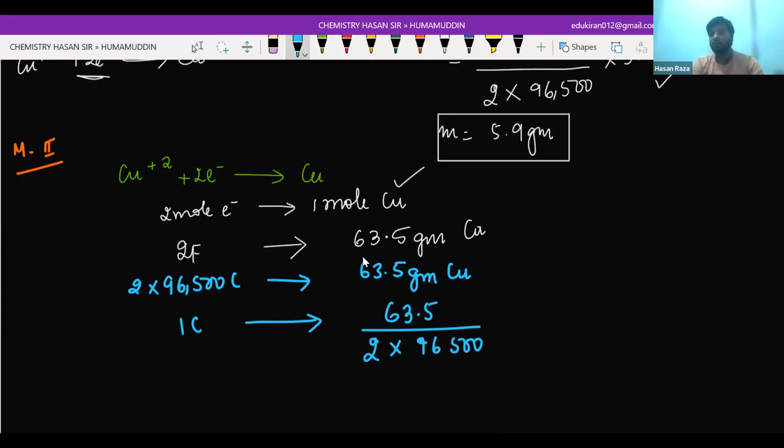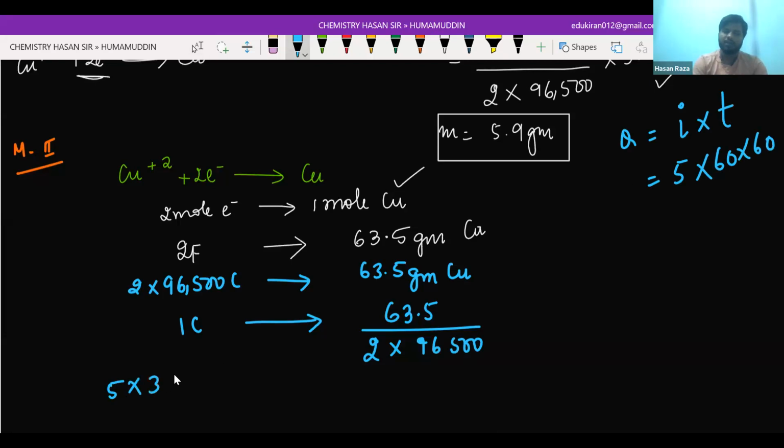Now, what was the total charge that we had given? So Q is equal to I into T. I is given as 5 ampere, so 5, and T is 1 hour. That means 60 into 60, that means 3600. So total charge that you have passed through that is 5 into 3600. I am going to directly write 3600 coulomb.